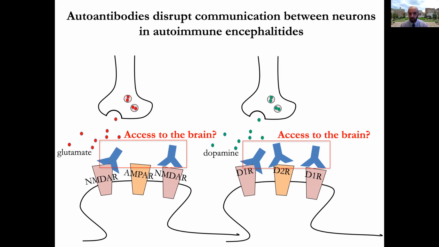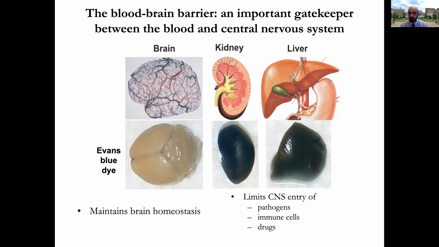And this is an important question to consider because the blood vessels in the brain are somewhat unique compared to blood vessels in other organs. And this uniqueness is termed the blood-brain barrier, a property of the vessel described by Ehrlich and colleagues at the beginning of the 20th century.